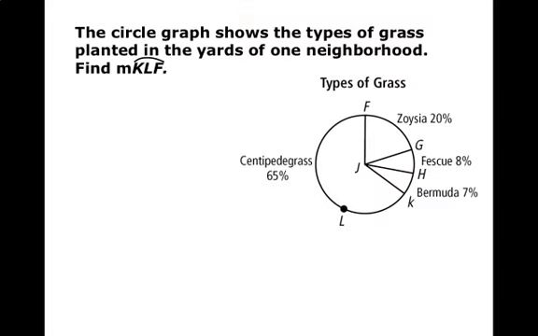This circle graph shows the types of grass planted in the yards of one neighborhood. They want us to find the measure of arc KLF. I have highlighted this arc in red, and you notice that it is more than half the circle, so it is a major arc. So we need to figure it out by doing 360 minus the measure of the central angle of the unshaded part, so the measure of angle KJF.